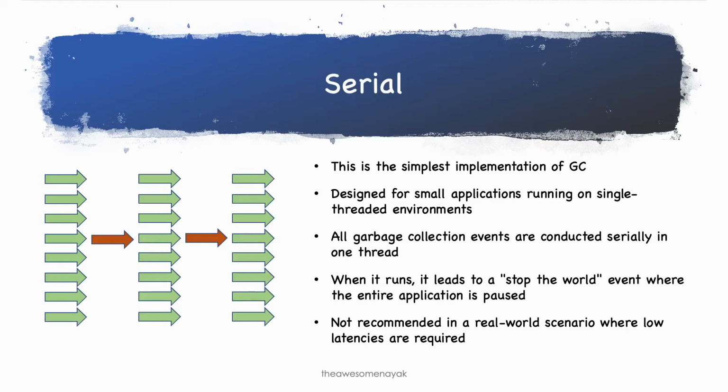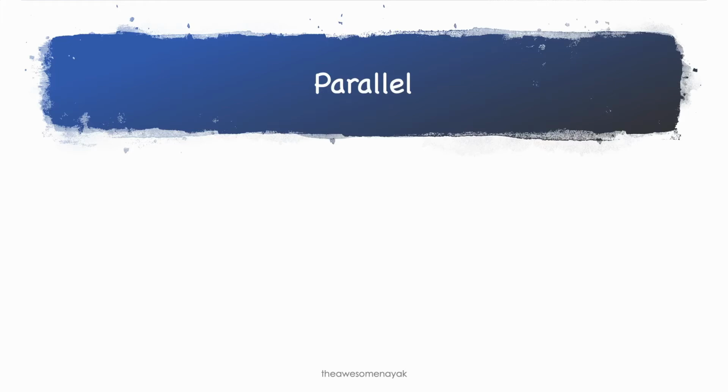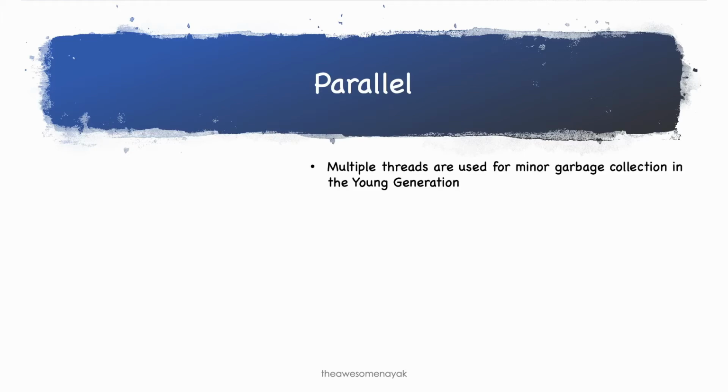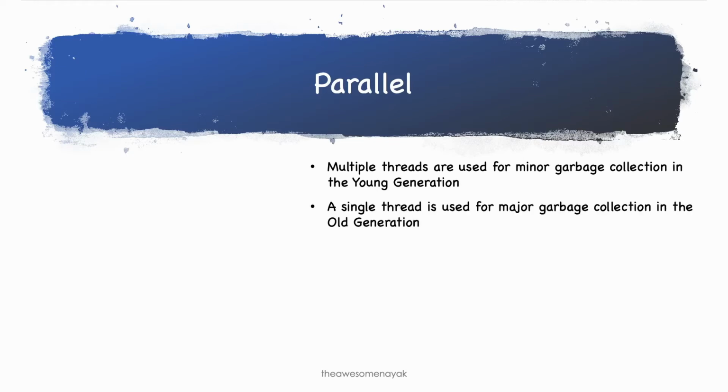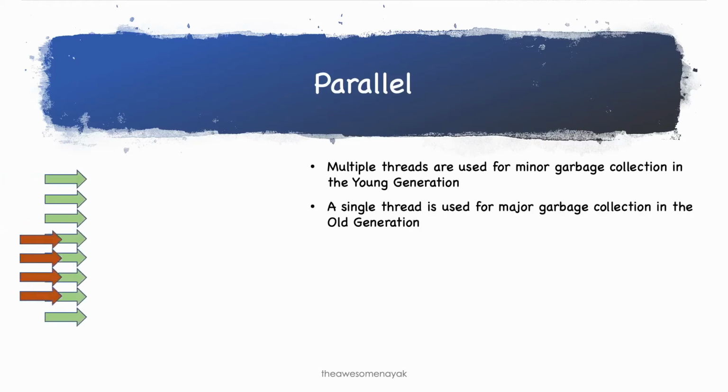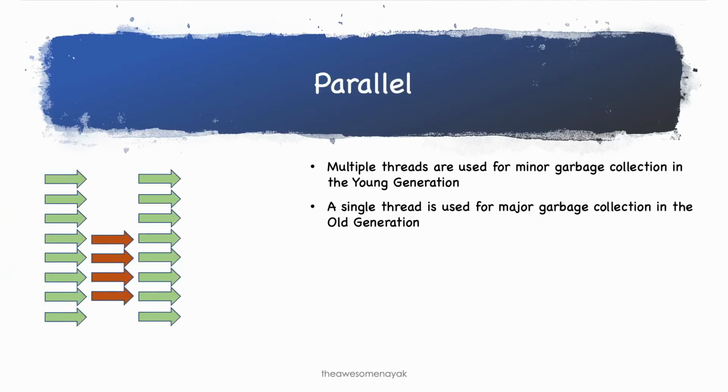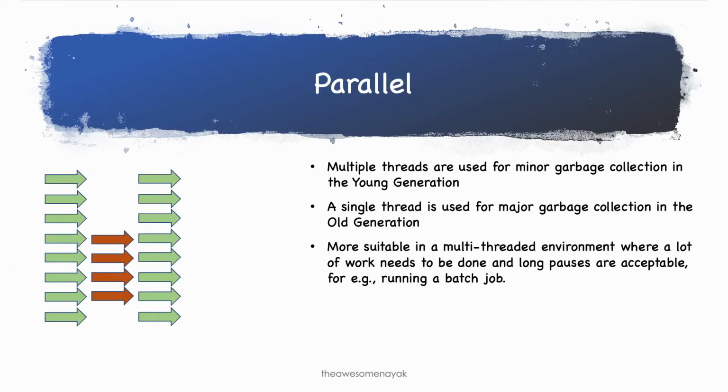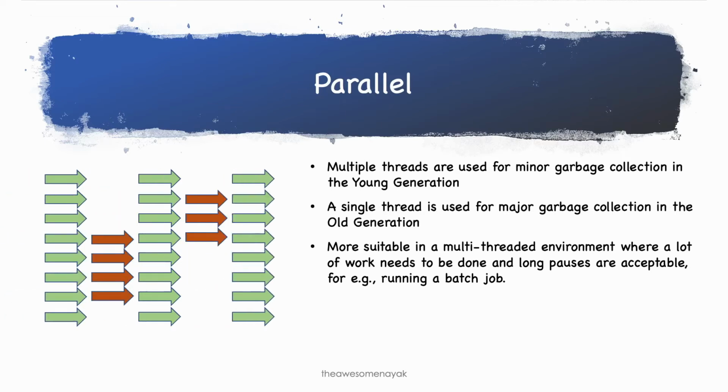The parallel garbage collector is intended for applications with medium-sized to large-sized datasets that run on multiprocessor or multi-threaded hardware. This is the default implementation of garbage collector in the Java virtual machine and it is also known as the throughput collector. Here, multiple threads are used for minor garbage collection in the young generation and a single thread is used for major garbage collection in the old generation. Since this is more suitable in a multi-threaded environment, it can be used when a lot of work needs to be done and long pauses are acceptable. For example, running a batch job.